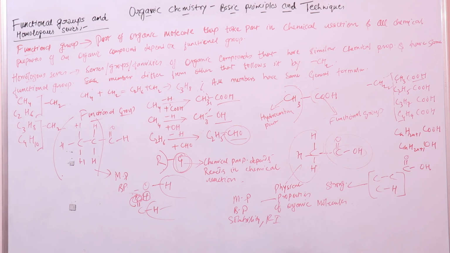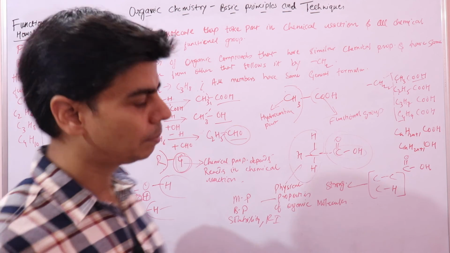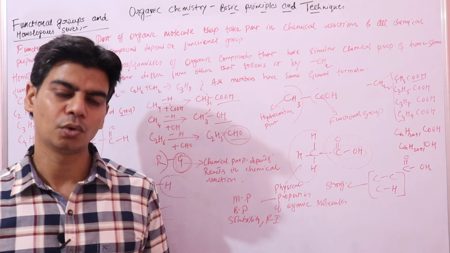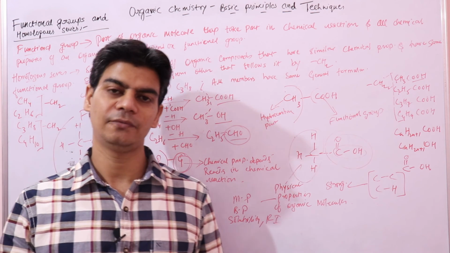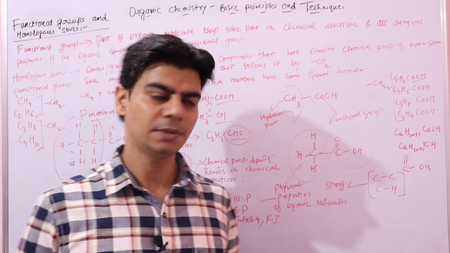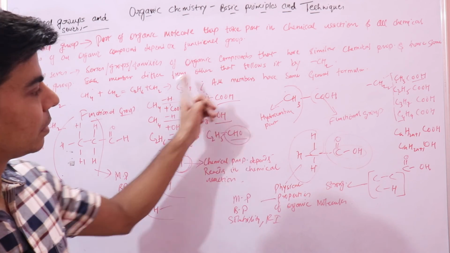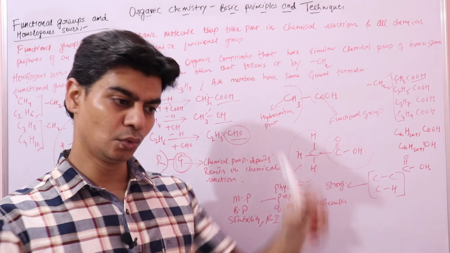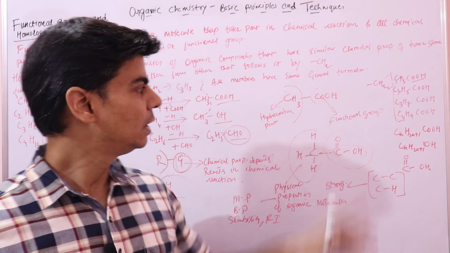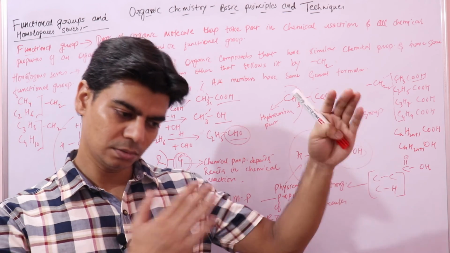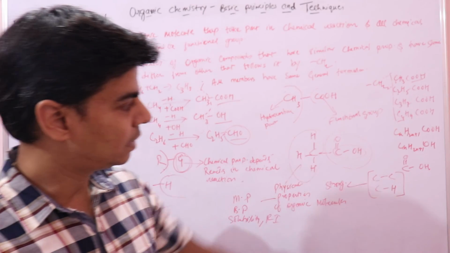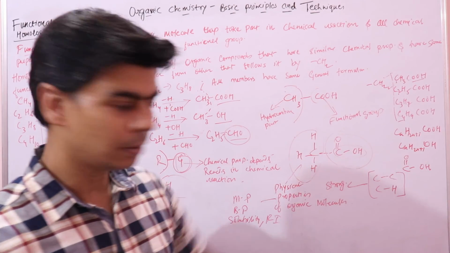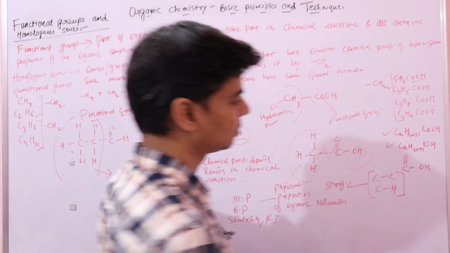What is a homologous series? A homologous series consists of organic compounds that belong to a common family, a common group, that have the same functional group and similar chemical properties. Each member differs from the other by a CH2 group. So if you know the first member of the homologous series, keep adding CH2, CH2, CH2, and you will be able to build the entire homologous series. The homologous series have the same general formula like this.